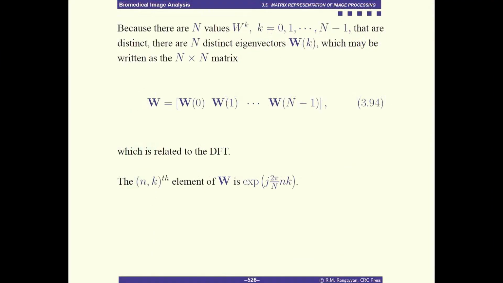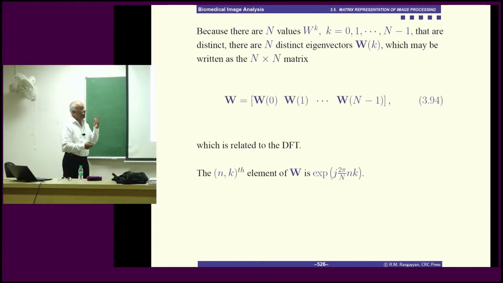Now there are n values Wk, k going from 0 to n minus 1, that are distinct, and there are n distinct eigenvectors Wk. And then you can write an n by n matrix W as W0, W1, W and so on, and that is related to the DFT, where this nk element of W is exponential j2 pi over n nk. This is the DFT kernel 1D. Now this is an n by n matrix. Each one of them is a vector.